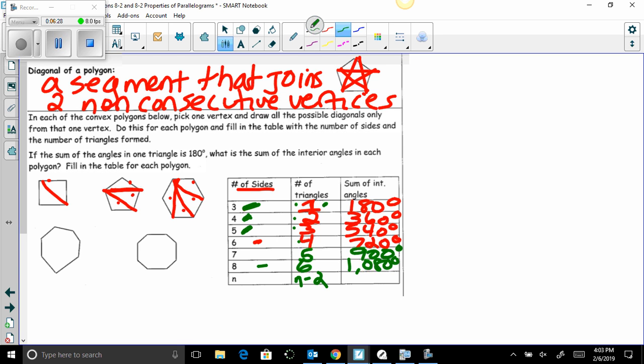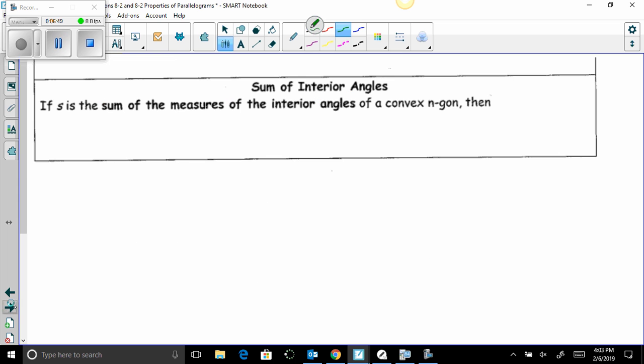If I'm at a 5-sided figure, I take 2 away from that to get 3, and multiply 3 by 180 to get 540. So I do my n minus 2, and then the last part is n minus 2 times 180 degrees. So that is the sum of the interior angles formula right here. We'll need that for later on. All right, let's go on to the next thing.